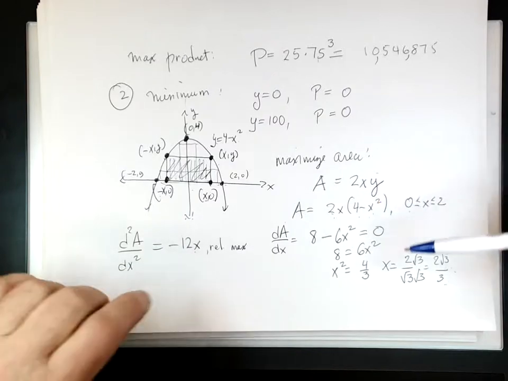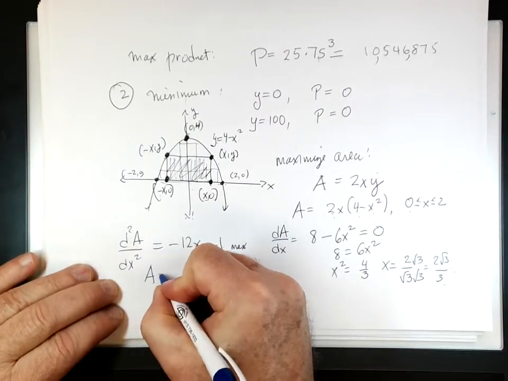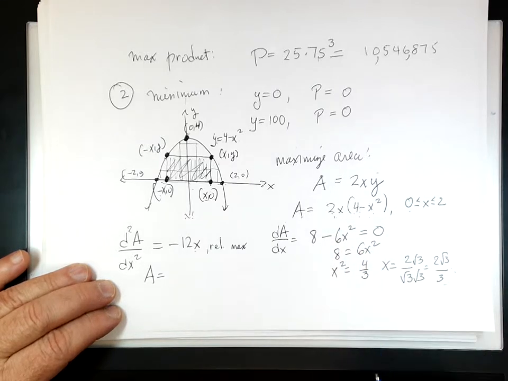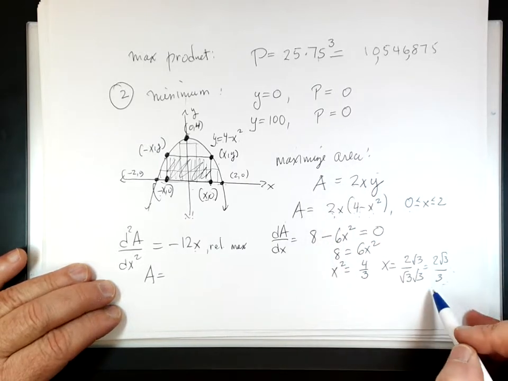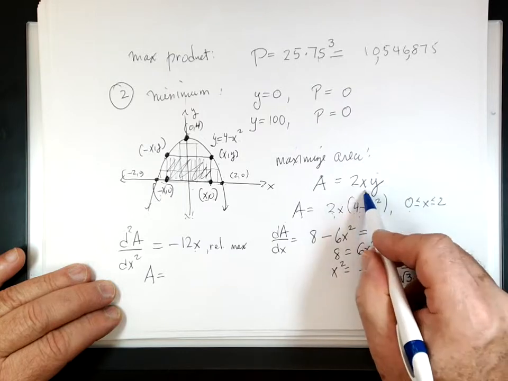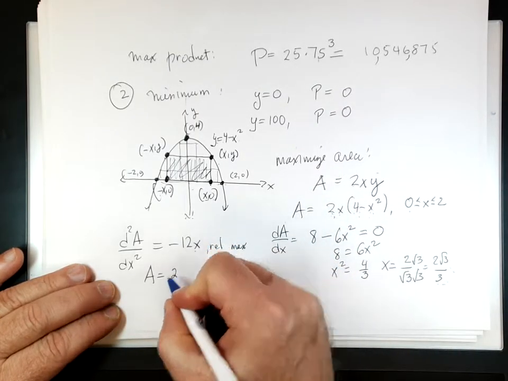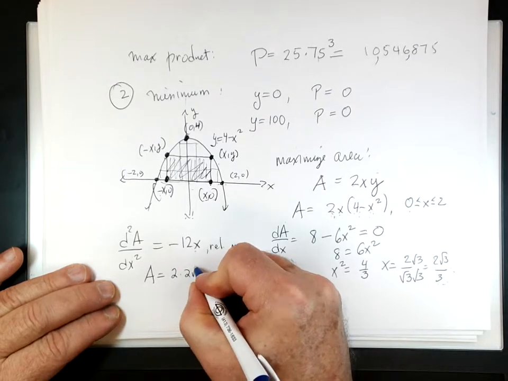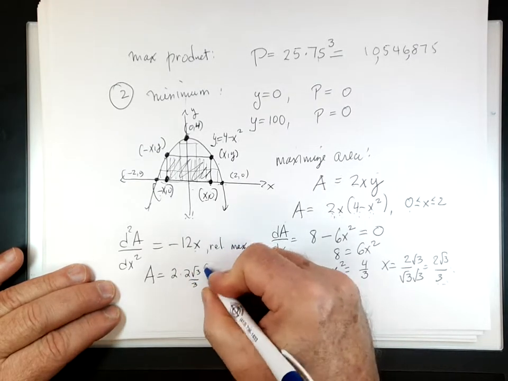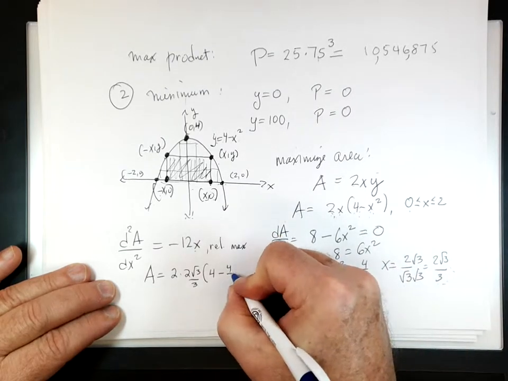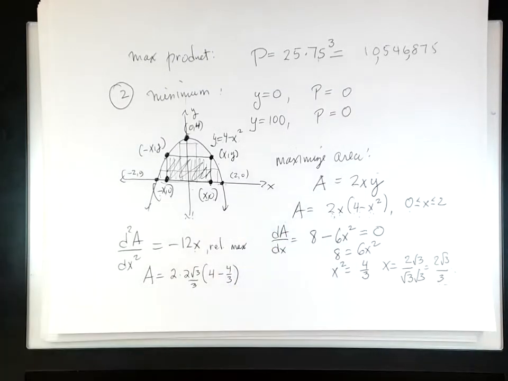So what is the maximum area? The maximum area is equal to 2x times (4 minus x squared), or 2x times y. If you want to take this value and find out what y is at that value, that's okay. Or you can substitute it in here. So it's 2x times (4 minus x squared). And what is x squared? 4/3. This will be the maximum area, whatever that happens to be.